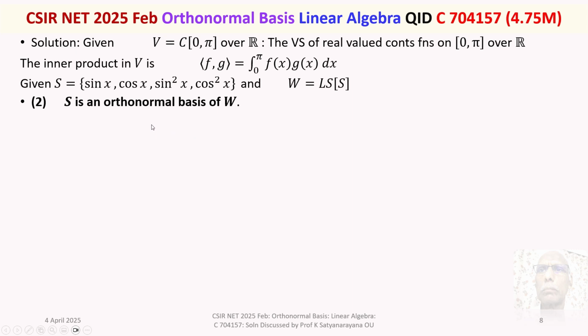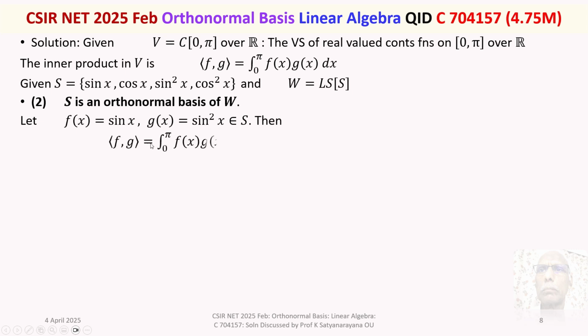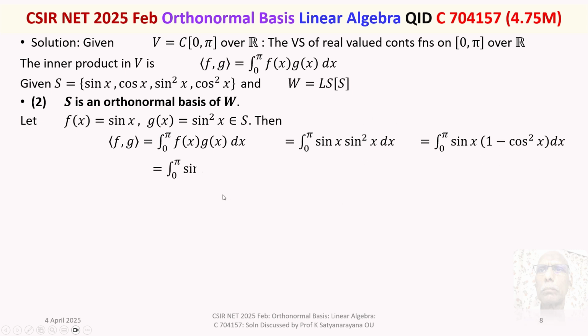So, I will take two functions, sin x and sin square x. Are they orthogonal? Let f of x is sin x, g of x is sin square x, both belong to S. Then, the inner product of f with g is integral 0 to pi sin x sin square x dx. For sin square x, we write 1 minus cos square x. Then, the integral becomes integral 0 to pi sin x dx minus integral 0 to pi sin x cos square x dx. Integral of sin x is minus cos x to be evaluated between 0 to pi.